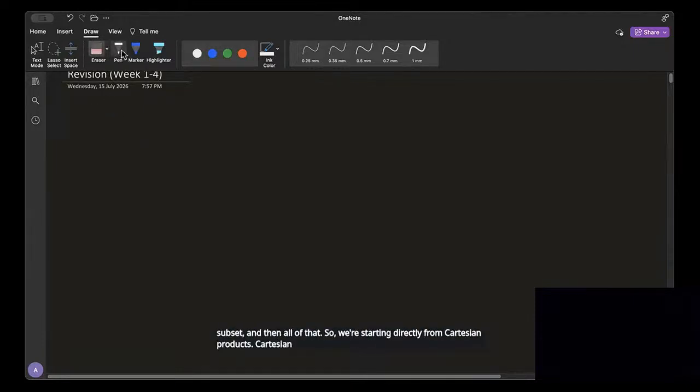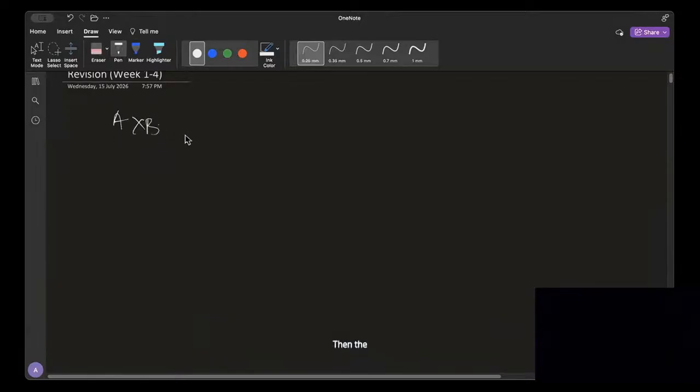Cartesian products are basically, if you have two sets A and B, then the Cartesian product of the two sets A, B is a tuple where the first element in this tuple is coming from A, and the second one is coming from B.